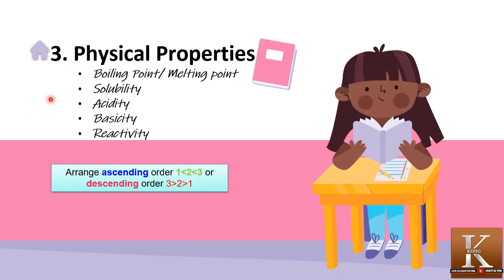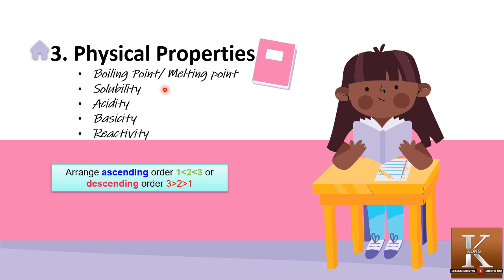So next is about physical properties. Normally we ask about boiling point, melting point, solubility, acidity, basicity, or reactivity according to the topic. So for example, acidity is just asked in the topic carboxylic acid. Basicity, amine. Reactivity normally is haloalkane, SN1, SN2. Solubility and melting point or boiling point are quite famous.